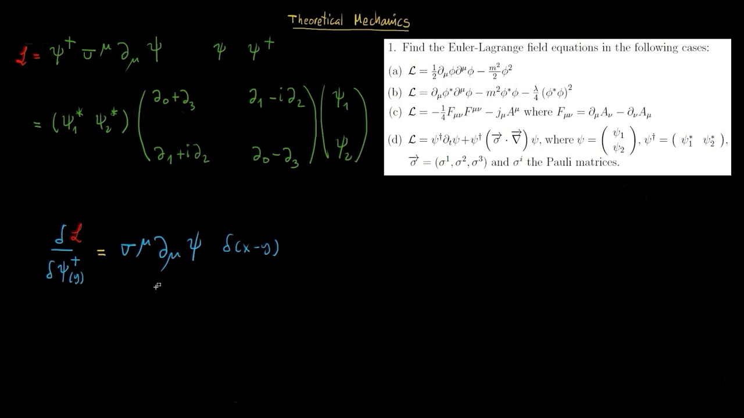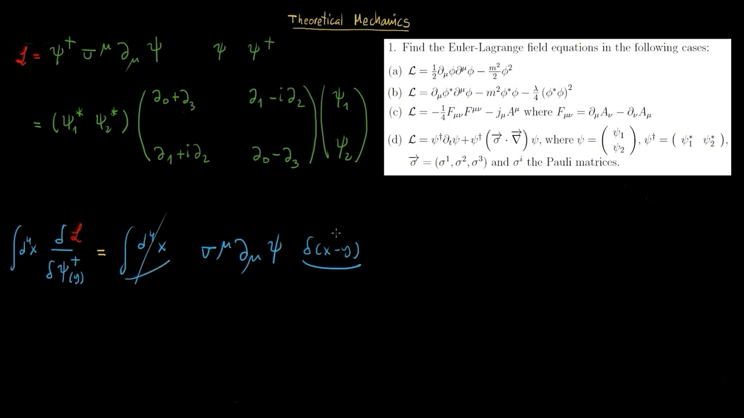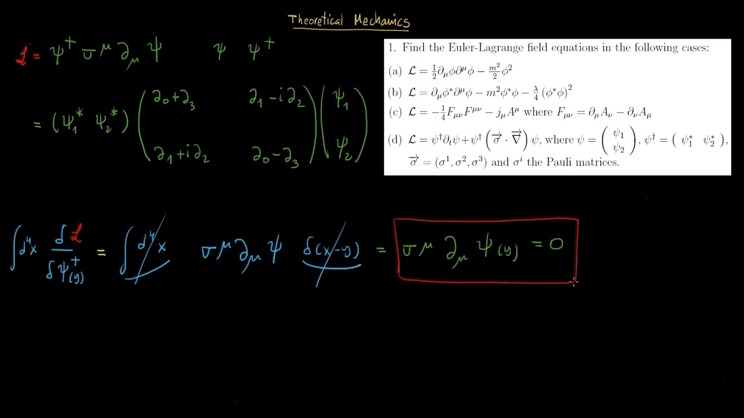If you integrate this over d4x, this delta cancels out the integral as usual, and the final result will be sigma mu partial mu psi of y equals 0. So using this intuition, we think the solution of the equations of motion from the derivative with respect to psi dagger is this. Is this correct? It turns out that yes, it's correct.